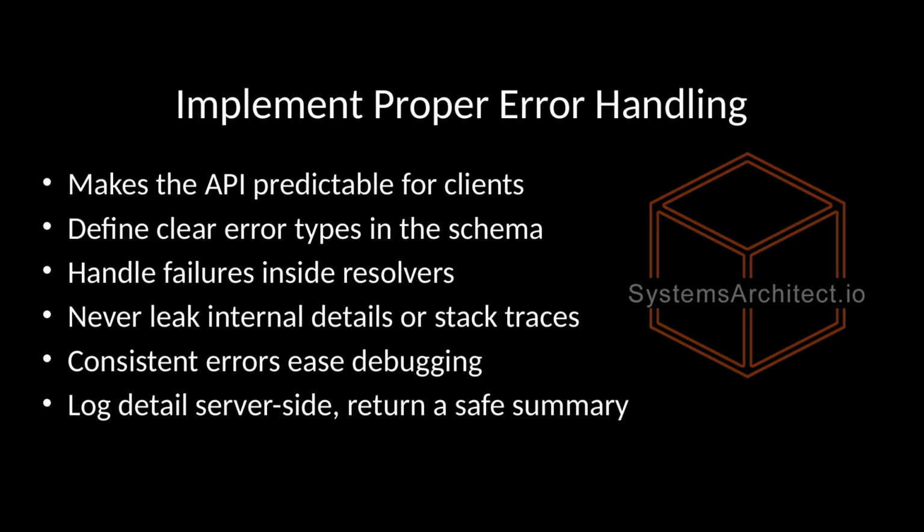8. Implement proper error handling. Good error handling makes your API predictable for the clients that depend on it. How should you handle a failure? Define clear error types in the schema and return meaningful messages so consumers know what went wrong and how to respond. Be careful not to leak internal details or stack traces that could expose sensitive information to callers. Log the full detail on the server side while returning only a safe, useful summary to the client.